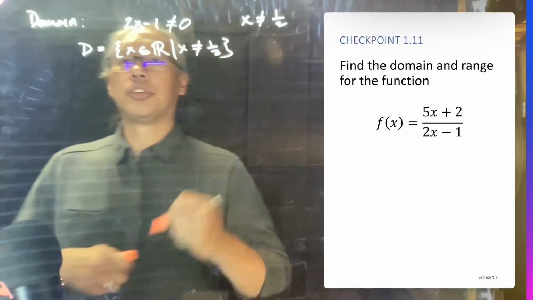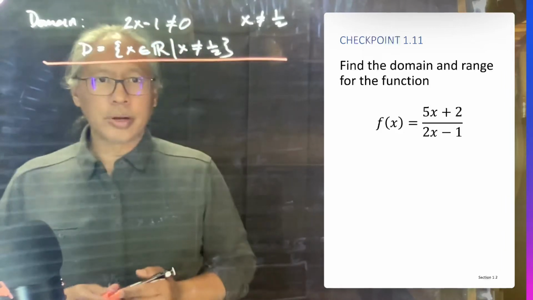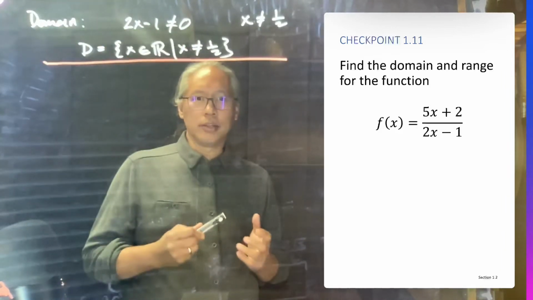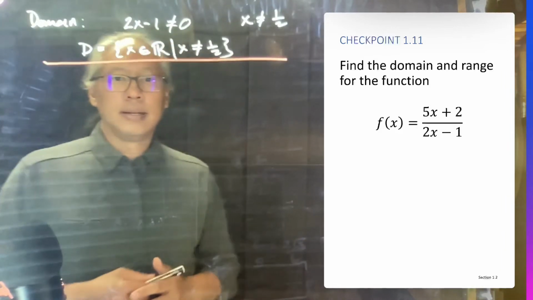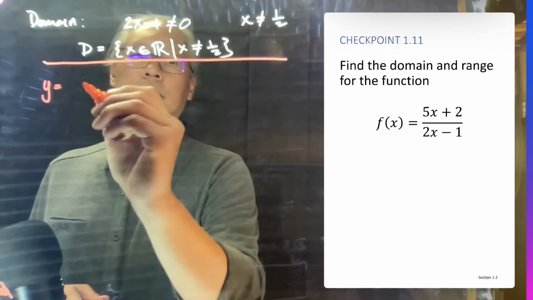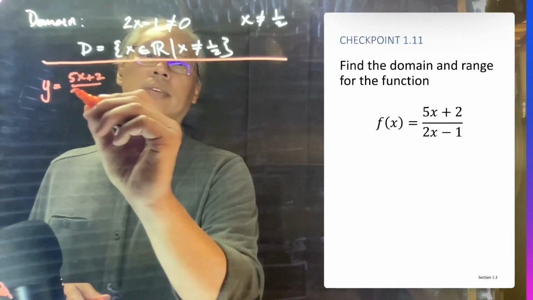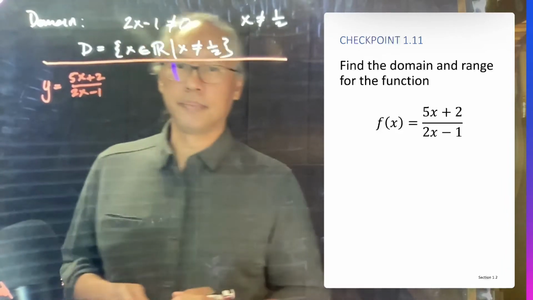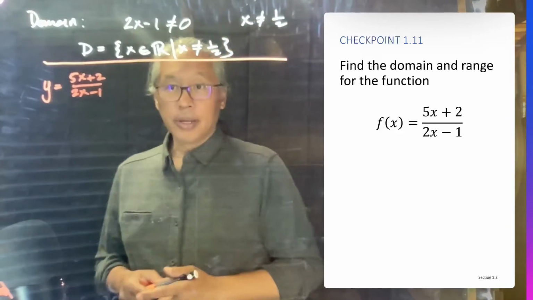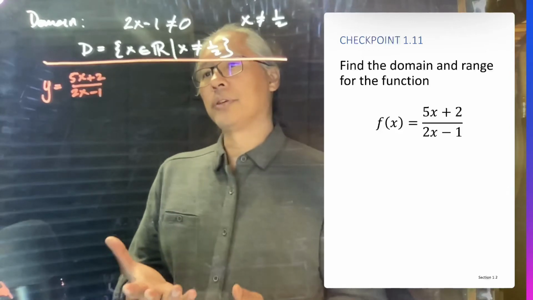Now the range. For the range, what we want to do is figure out the different y values that we can get. And so we're going to start by writing this out as y equals 5x plus 2 divided by 2x minus 1. And what we want from here is to know what kind of y values we can have.